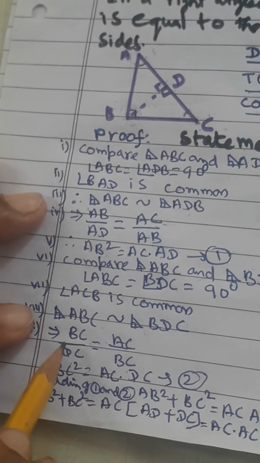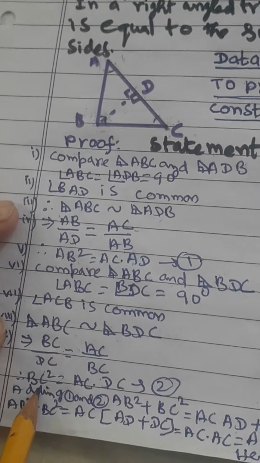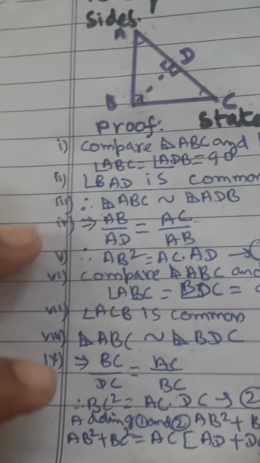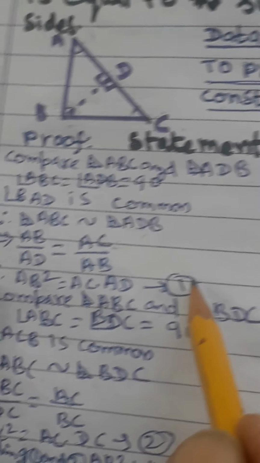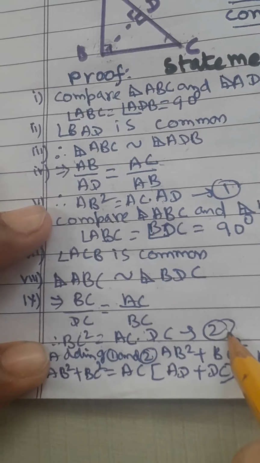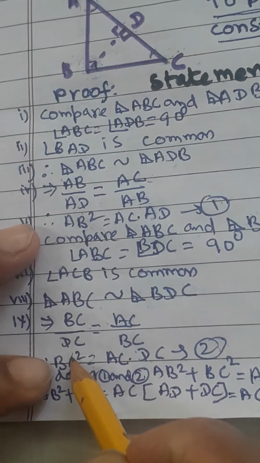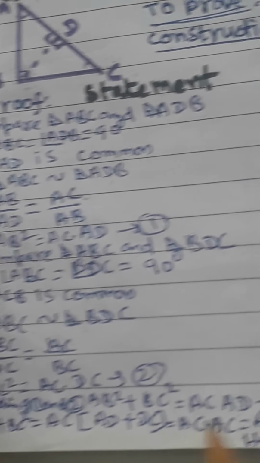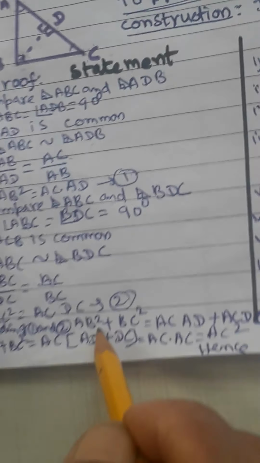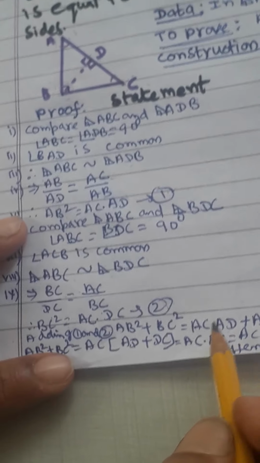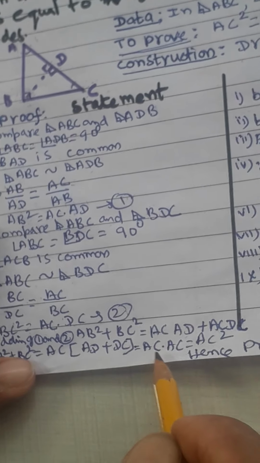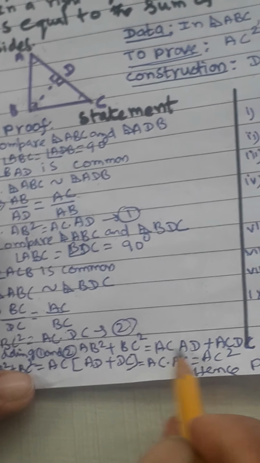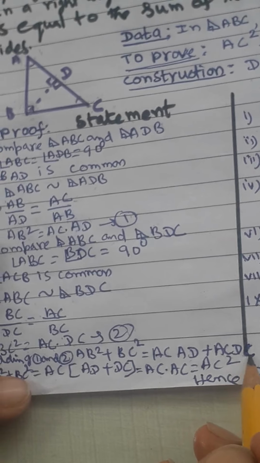Now you cross multiply: BC into BC, BC square, equals AC into CD. That we consider as equation number 2. Now add equation number 1 and 2 both. AB square plus BC square is equal to AC into AD plus AC into DC. Now AC is common, so you take AC outside, and within the bracket you write AD plus CD.